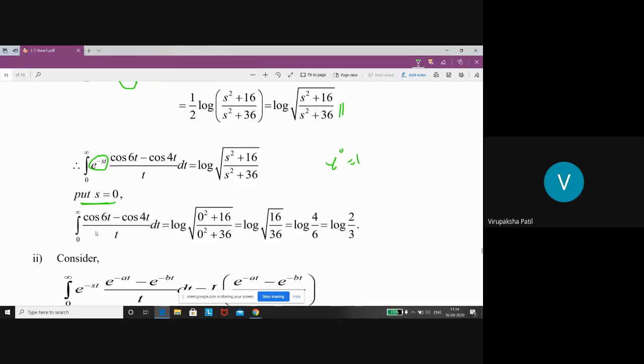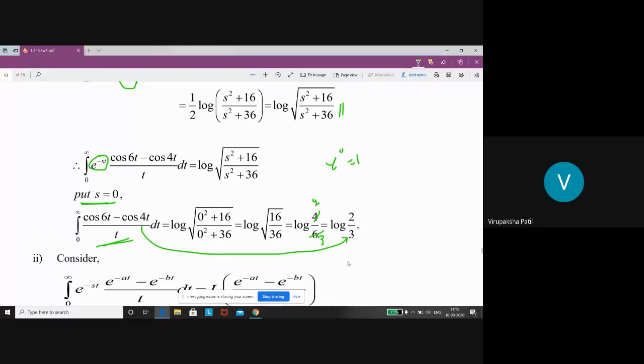So now the value of this integral is required. Am I right? So it becomes log of (0 square plus 16) divided by (0 square plus 36). So it becomes log of the square root of 16 divided by the square root of 36. The square root of 16 is 4, and the square root of 36 is 6. So you will get log of 4 by 6. If you simplify this, 2 2s are 4, 2 3s are 6, you will get this value as log 2 by 3. Now this is the actual answer.